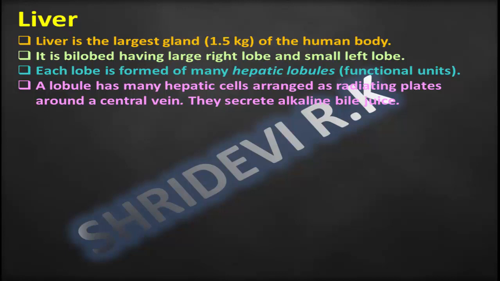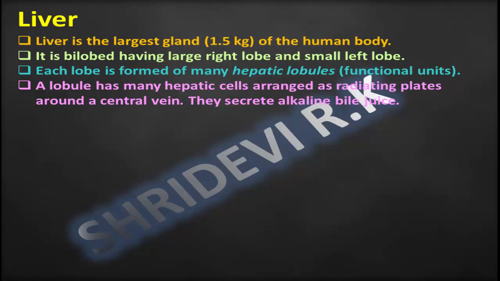Whatever the total weight of the person is, say 40 or 45 kg, in that 1.5 kg of weight is represented by the liver alone. That is why it is the largest gland of the human body. It is bilobed, having a larger right lobe and a smaller left lobe. Bilobed means having two lobes.